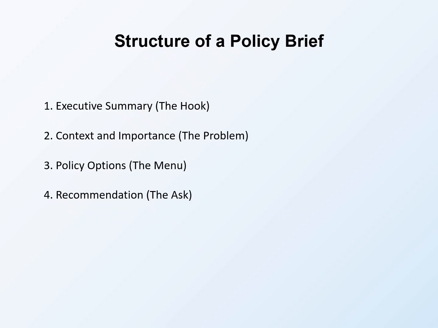A standard policy brief has 4 components. First, the executive summary. This is the hook. It sits at the top. It summarizes the entire brief in 1 paragraph. Second, context and importance. This explains why this matters now. Third, policy options. This gives the decision maker a menu of choices, usually 3. Fourth, the recommendation. This is the ask, the specific action you want them to take.